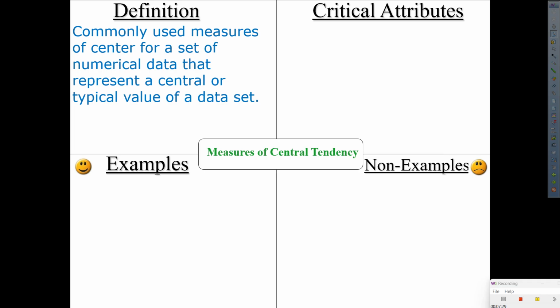But here it says commonly used measures of center for a set of numerical data that represents a central or typical value of the data set. Examples. Y'all ready? Here we go. Measures of central tendency are three. There's three of them. Here it goes. First one. What's it called?